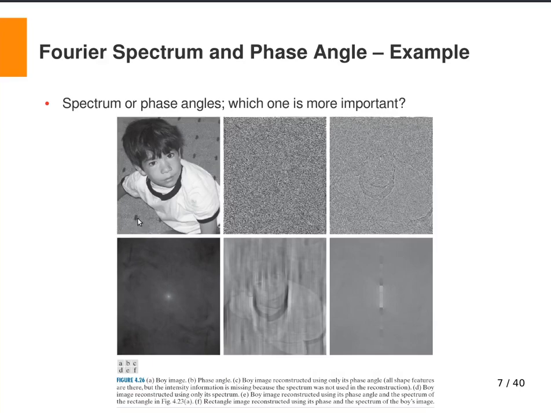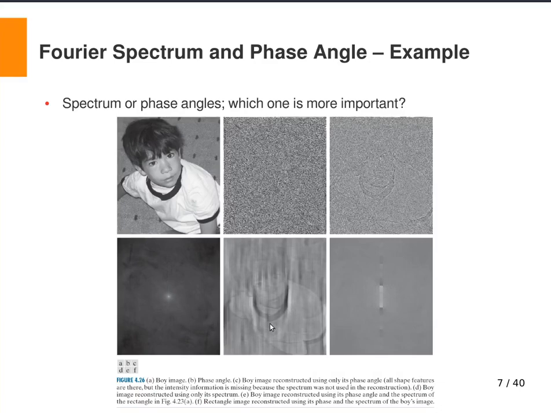But what if we do it the other way? What if we consider the phase angle to be constant and we only use the Fourier spectrum to do the reconstruction? So if we do that, this is the image that we get. So basically there is no structure information in the reconstruction. So based on these two reconstructions, we can conclude that phase information or phase angle contains more information of the image rather than the Fourier spectrum.